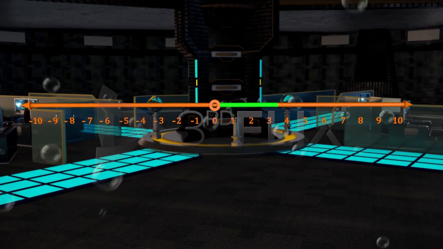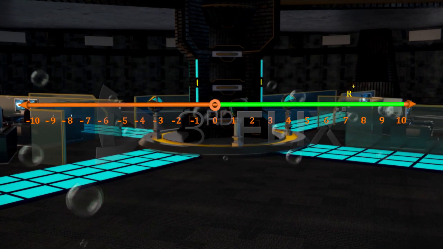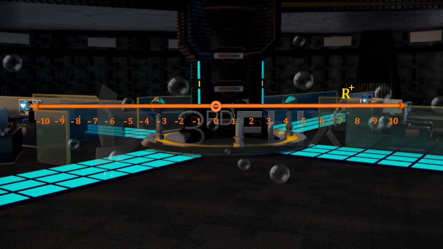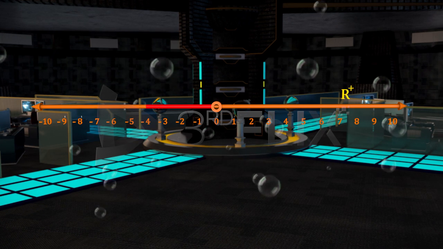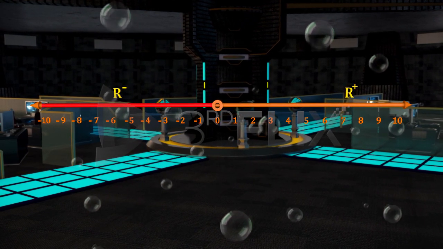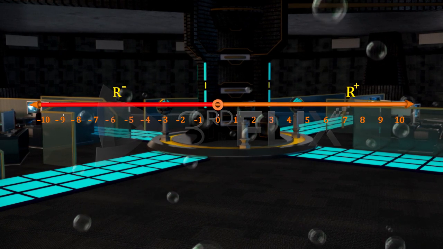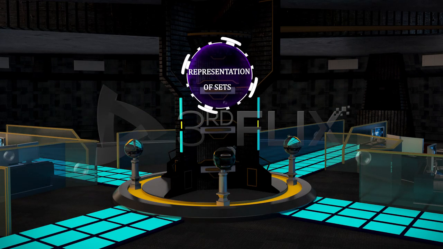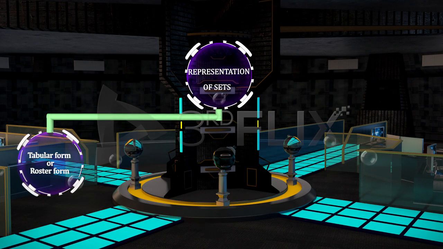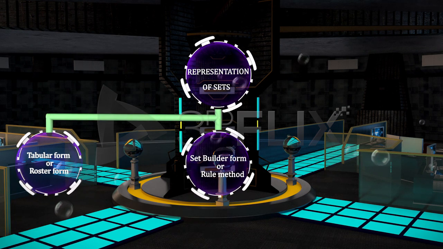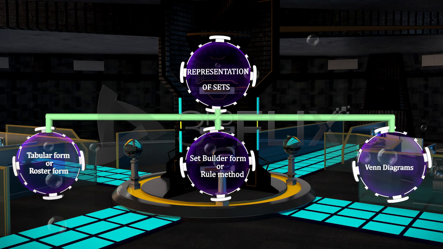The set of all positive real numbers is denoted by R+; 0 is not included. The set of all negative real numbers is denoted by R-; 0 is not included. Representation of sets: tabular form or roster form, set builder form or rule method, and Venn diagrams.